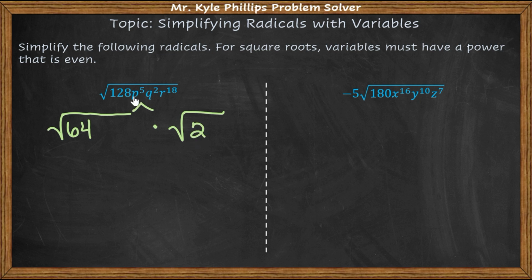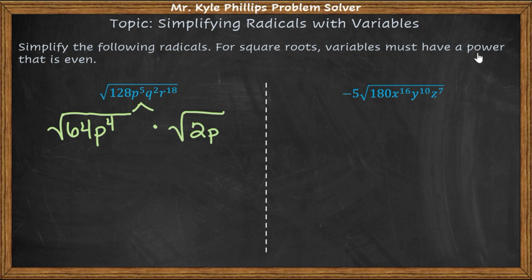Now I'm going to look at my variables. So I need variables that are even. Okay? 5 is not an even number. So what I'm going to do is write the largest even number below 5. So that's going to be 4. Really, the easiest way to do it is whatever the odd number is, just subtract 1. So here, I'm going to put 4 p's over here, and that means there's 1 p left. So 4 p's, 1 p, that gives me the 5 p's.